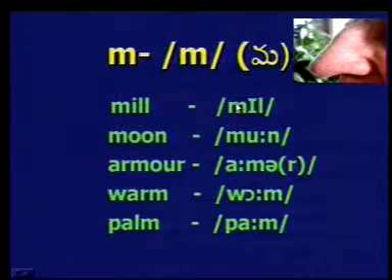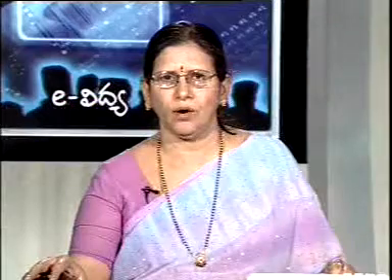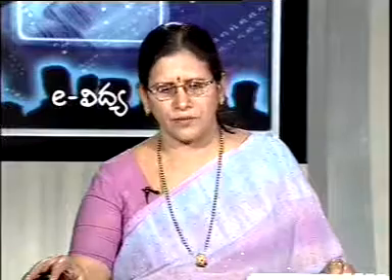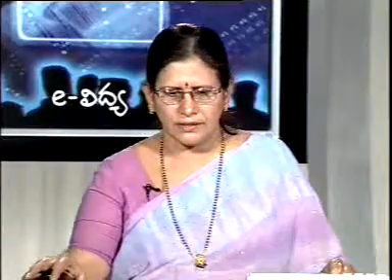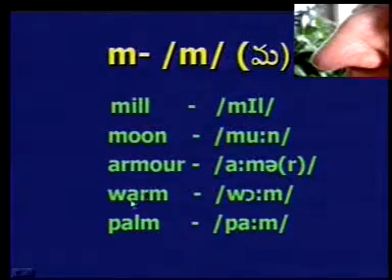M-I-L-L, mill. And then M-O-O-N, moon. A-R-M-O-U-R, armor. And once again we can notice here, when M is preceded by the letter R, R is silent, like in the words farm, armor, and all these words. And then the next word also contains R in the middle, R is silent, M is in the end position, warm.